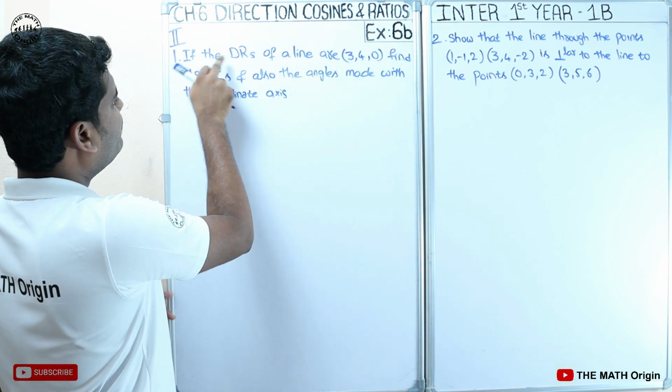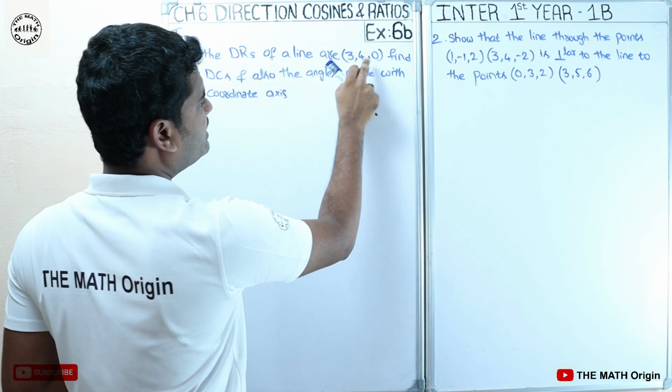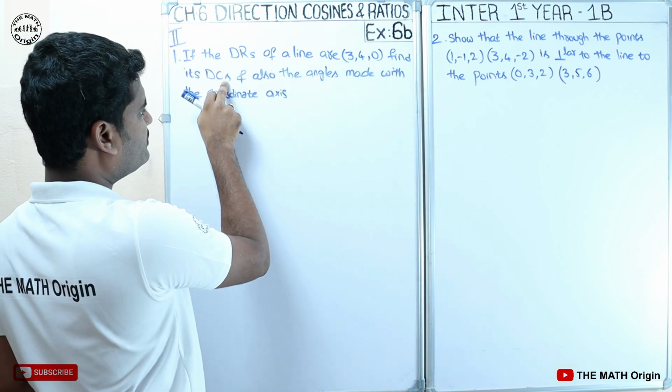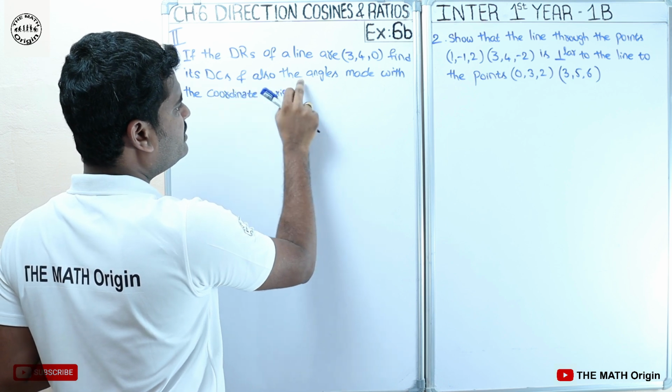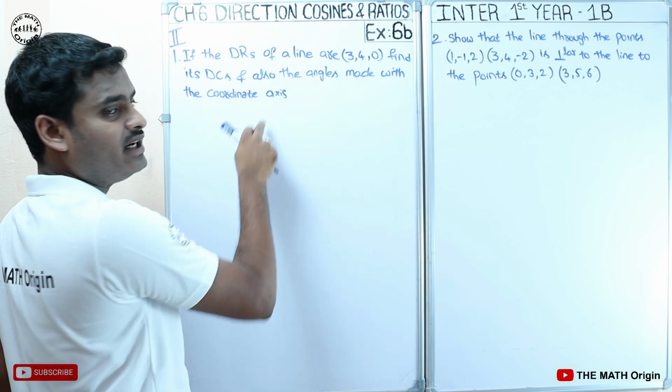First question from the second section of exercise 6b from chapter 6, direction cosines and ratios. If the direction ratios of a line are 3, 4, 0, find its direction cosines and also the angles made with the coordinate axis.